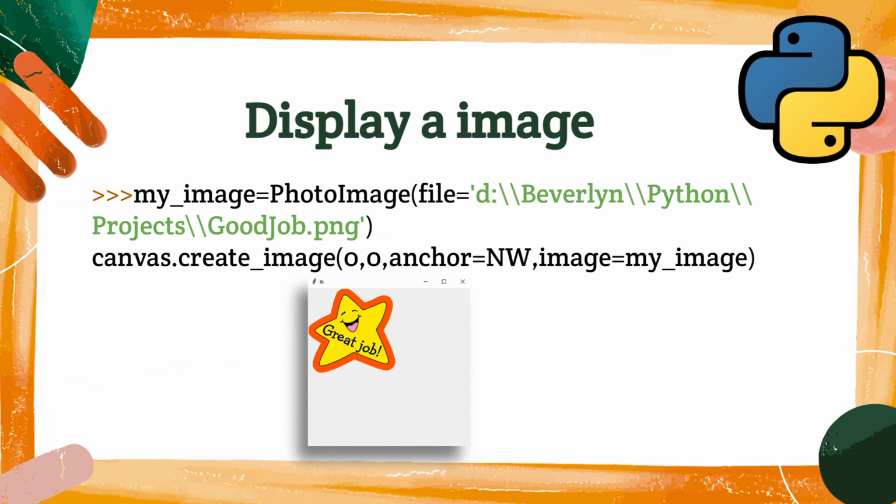Here is the screenshot of the canvas output. It is located at the top left because we assign NW to anchor. NW means northwest. You can play around with other anchor values such as center, SE, E, W, and so on to see where the image is located.